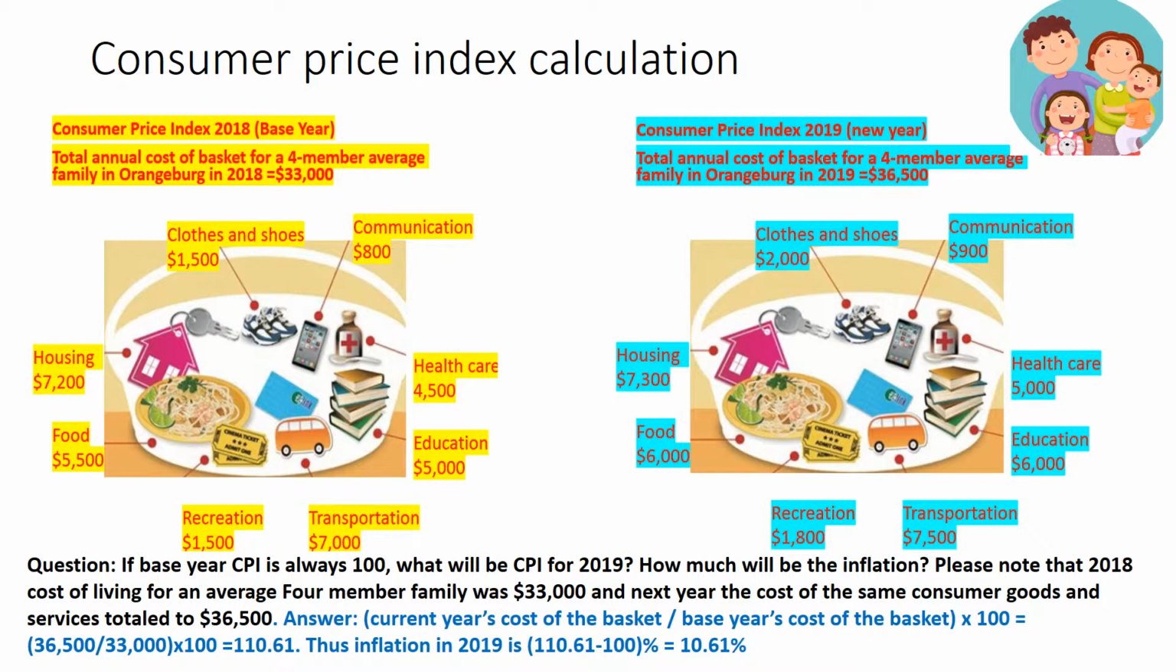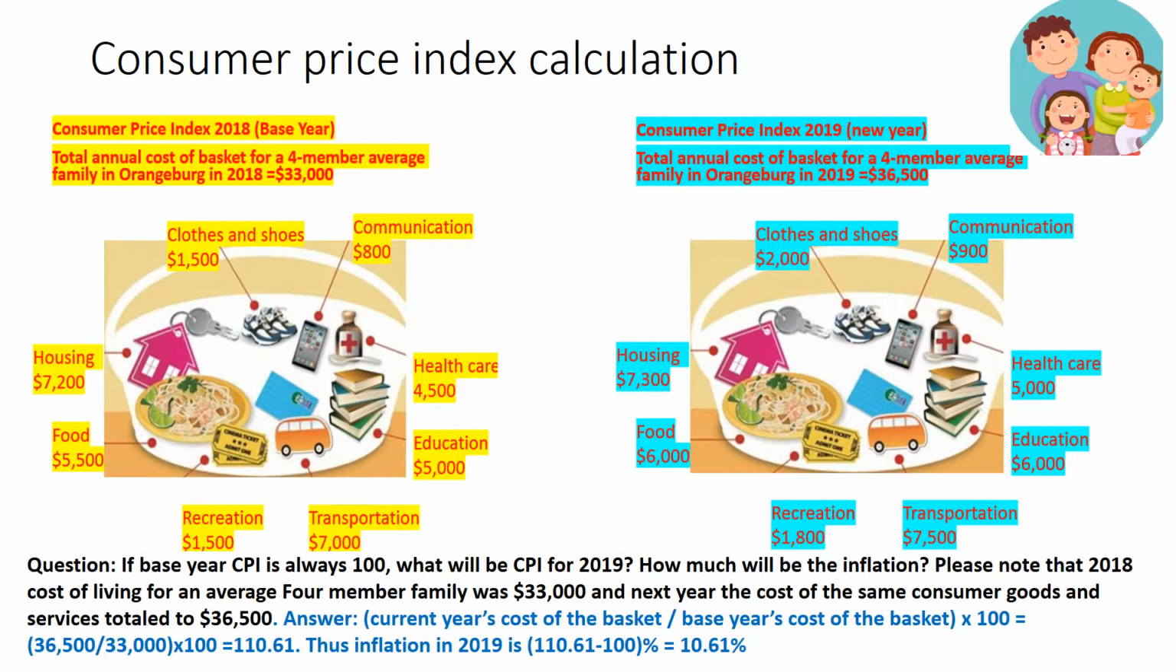Now, for similar goods in the next year, we saw the prices are different. Prices have changed, right? The housing cost for 1 year is now $7,300 as opposed to last year's $7,200. Food cost is now $6,000; last year it was $5,500. Recreational costs are now $1,800 as opposed to last year's $1,500. So it looks like the popcorn price has gone up here, and the movie rental cost, or movie theater ticket cost, etc. Transportation cost moved up to $7,500.